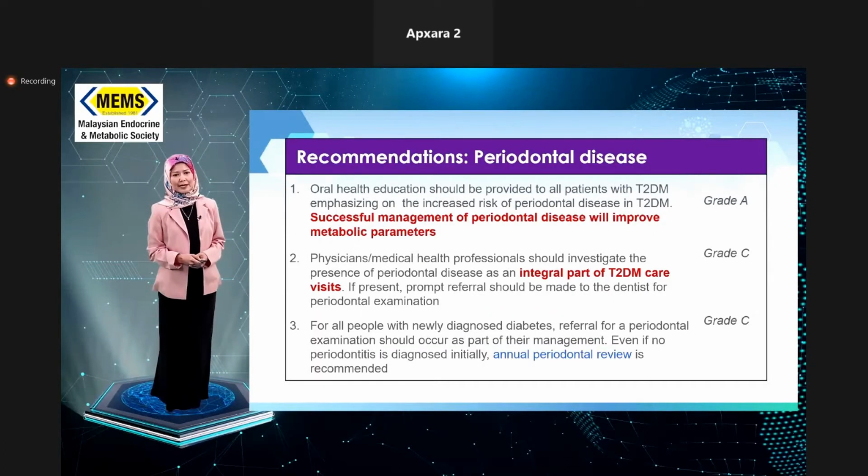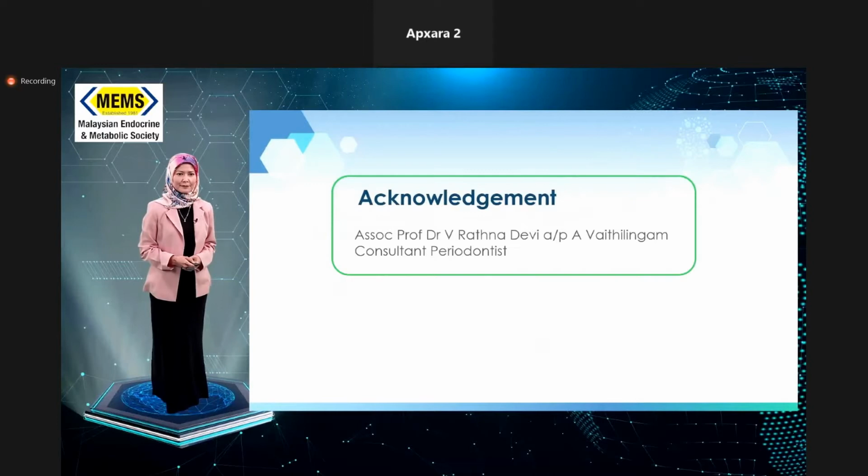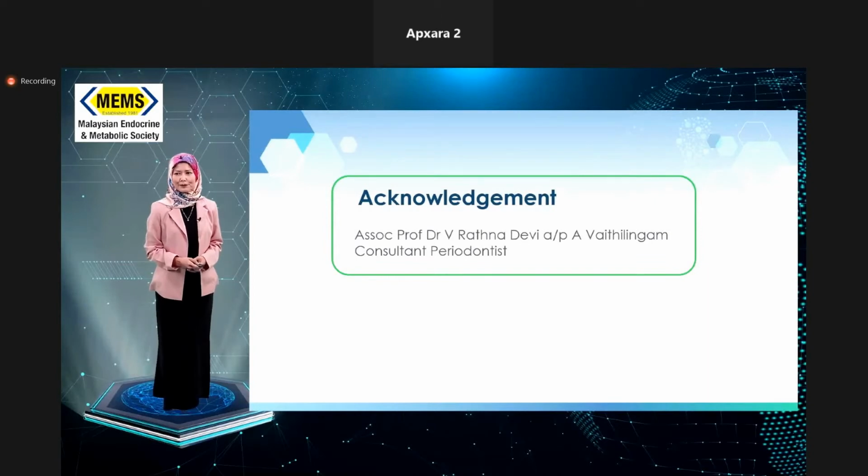And to summarize, the successful management of periodontal disease will improve metabolic parameters, and the presence of periodontal disease should be an integral part of type 2 diabetes care visits, and annual periodontal review is recommended in all type 2 diabetes patients. I would like to acknowledge Professor Ratna Devi for preparing the slides and also contributing to this guideline. Thank you.